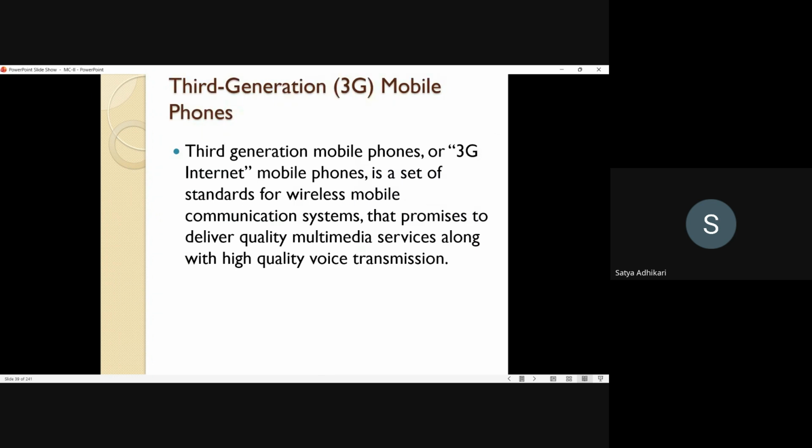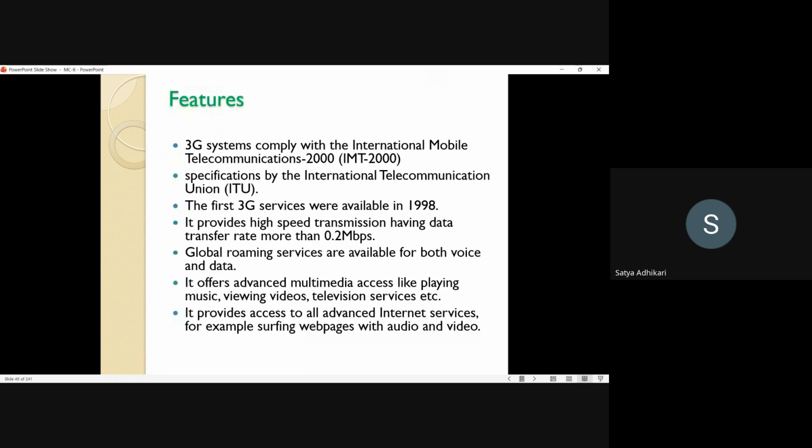So the next generation after 2G is 3G, third generation mobile phones. Let us see what 3G mobile phones are and what their features are. Third generation mobile phones or 3G internet mobile phones is a set of standards for wireless mobile communication systems that promises to deliver quality multimedia services along with high quality voice transmission. Let us see, there are some features.